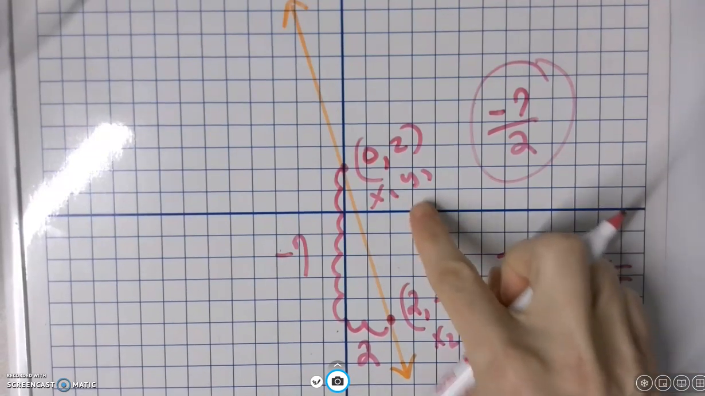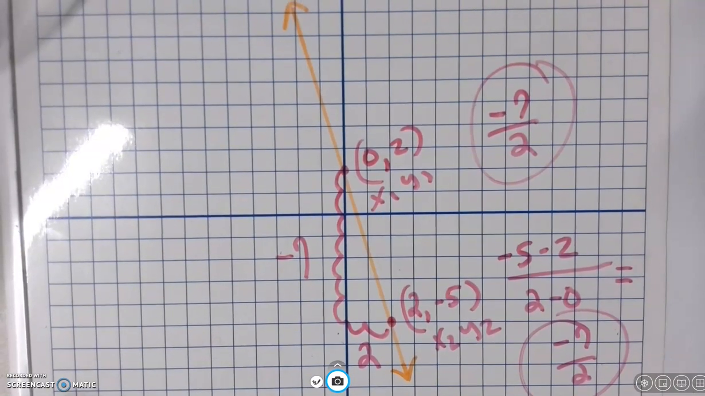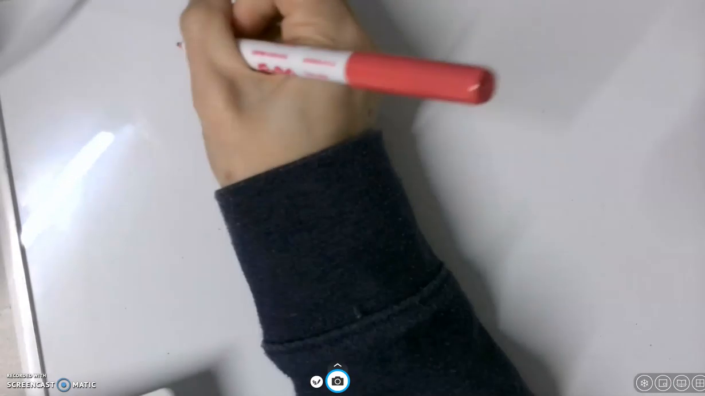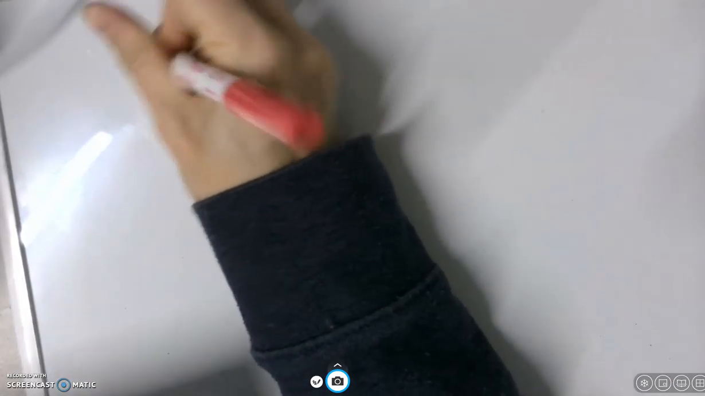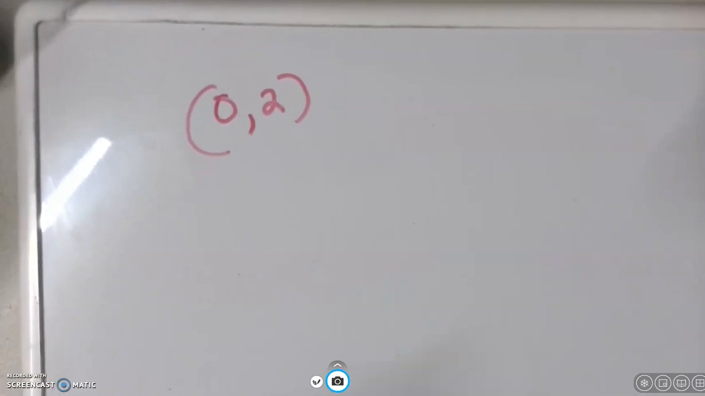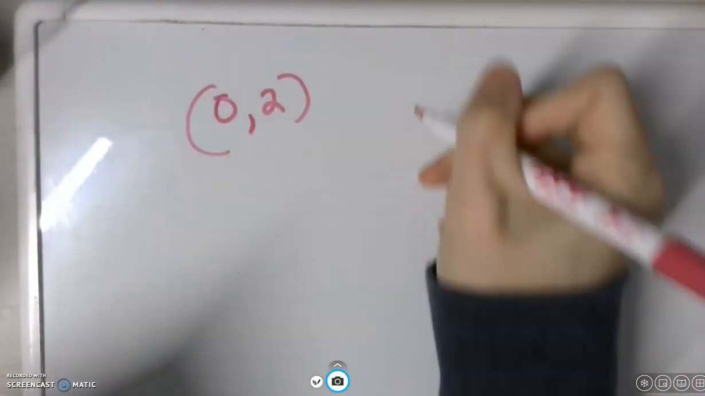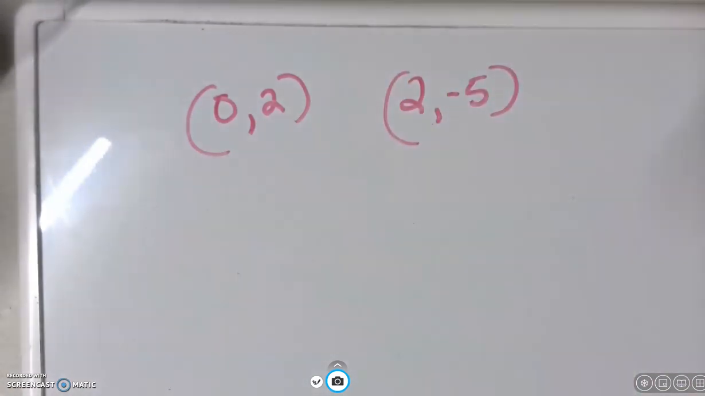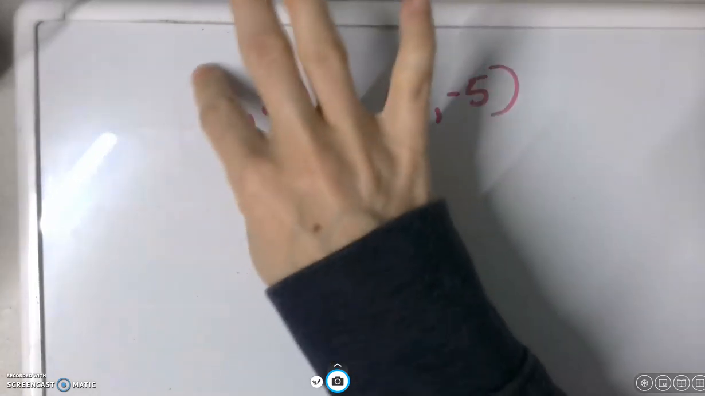Now I'm going to take both of these points and transfer this over to my next sheet. I just want to show you this. I have 0, 2 that I used to find my slope, and I also have 2, -5. So 0, 2, and 2, -5 are my 2 coordinates. That's really messy. Let me fix that.